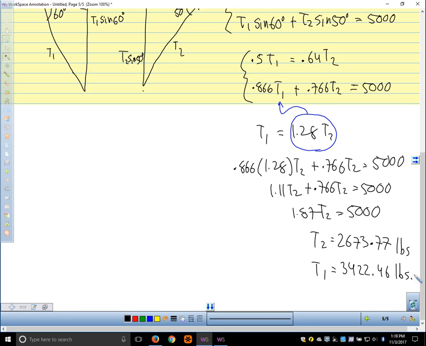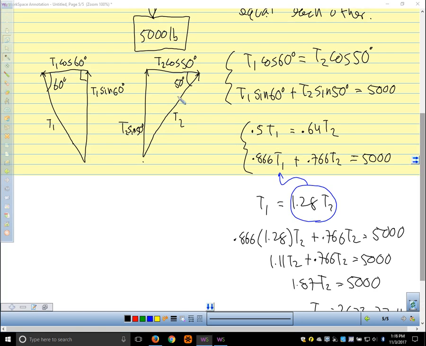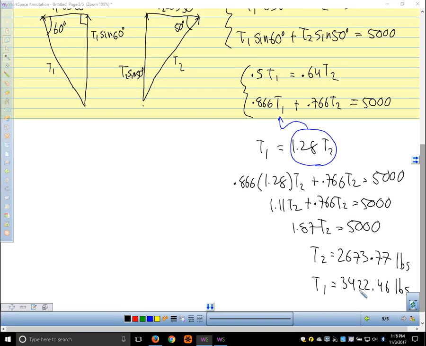So when you're saying T1 and T2 come out as this weight, is that the weight of the cable? No, that's the force in the cable. So the cable is exerting 2,673 pounds in that direction. That's the force that that cable is exerting on the weight. This other cable is supporting, or has 3,422 pounds of force in it. It's applying that much force to the weight.